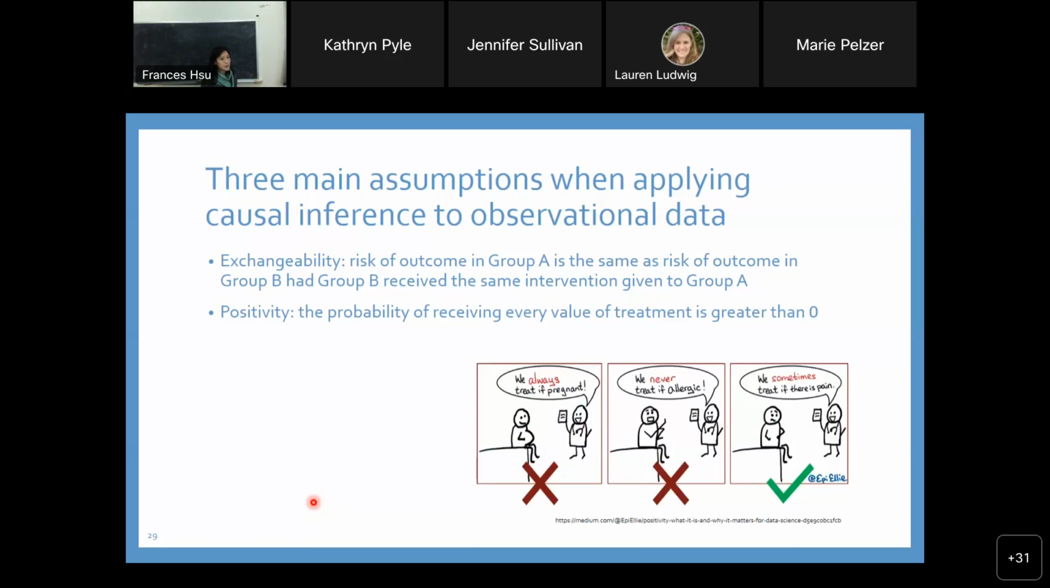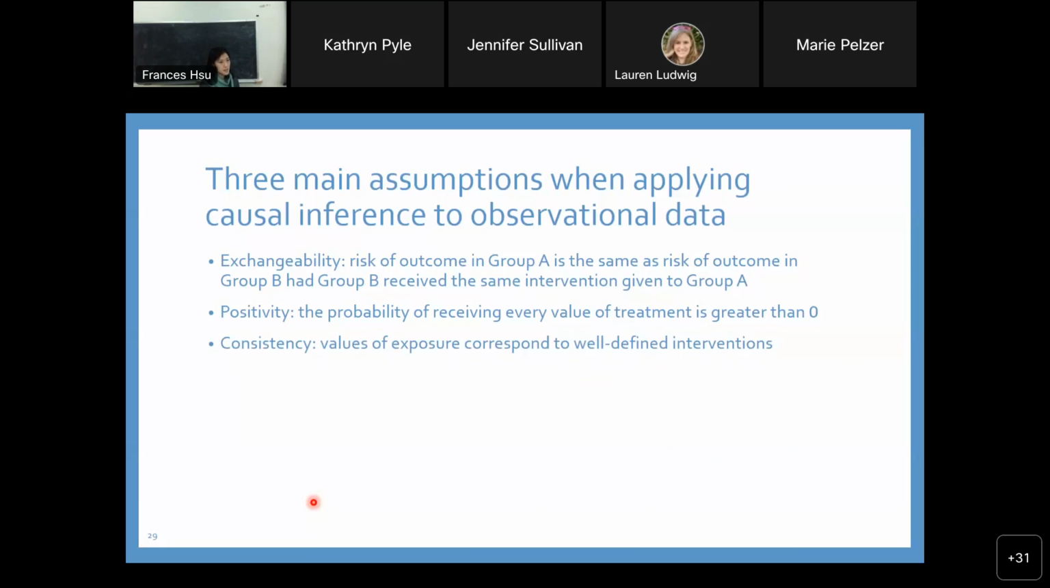And positivity, the probability of receiving every value of treatment is greater than 0. In other words, everyone should have some non-zero probability of receiving the intervention. This is important particularly when using propensity score matching or inverse probability weighting, but not just for propensity scores, because to emulate an RCT, everyone can be randomized to either group in an RCT.